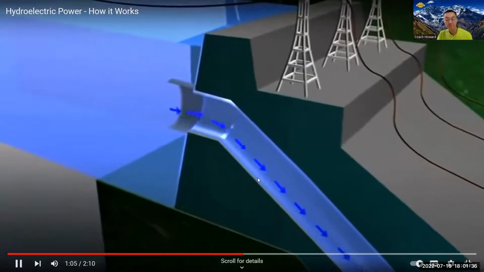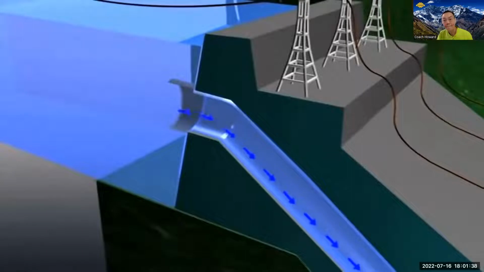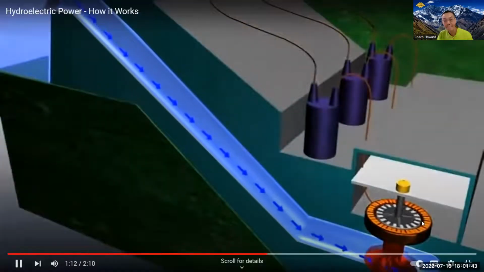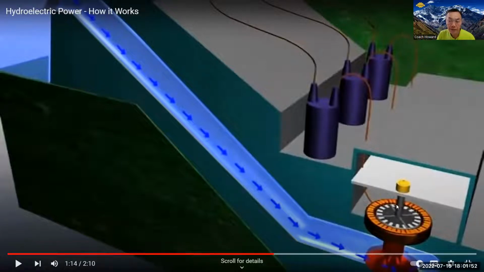It flows through the plant intake into a pipe called a penstock, which carries it down to a turbine water wheel at the lower water level. So as the kinetic energy of the water turns the turbine, you see this part, there are actually many permanent magnets spinning. As they spin round the copper wire, it produces electricity.